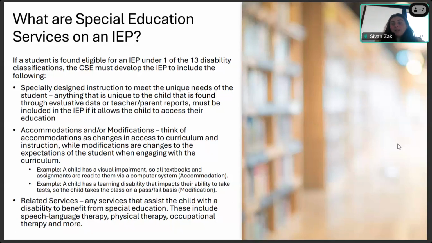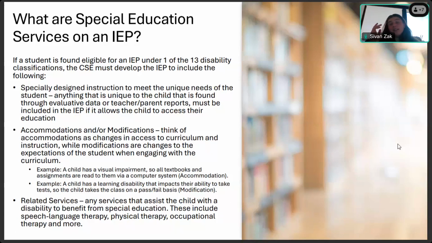And then another aspect of this are related services. And I know I said that these are the three most contentious, but of the three, this is probably where we see the meat of it all. So related services are defined as any service that assists the child with a disability to benefit from special education. That is incredibly broad. But what we see is that these typically include things like speech language therapy, occupational therapy, physical therapy, and more, counseling, things like that.